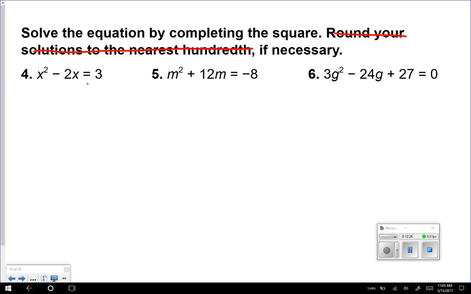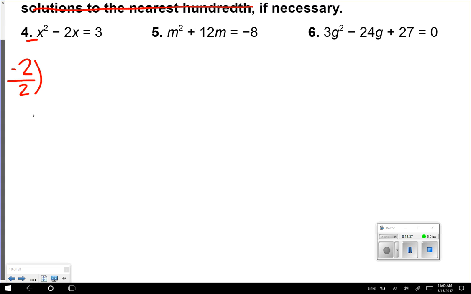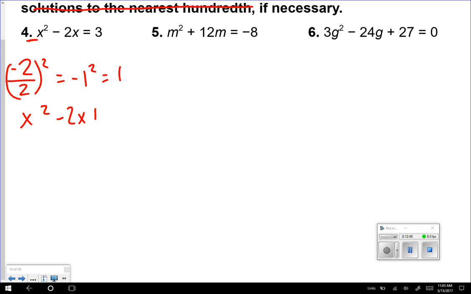Okay, so this one I already have a coefficient of 1. I have x squared minus bx, so I'm good. I just need to complete the square. So negative 2 divided by 2 squared, which is going to give me negative 1 squared, or 1. So I'm going to add 1 to both sides.